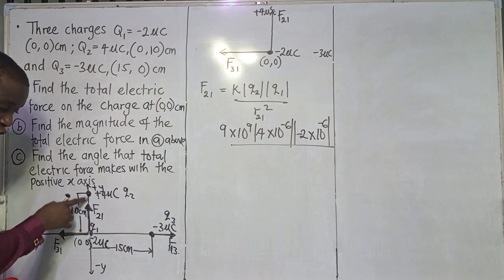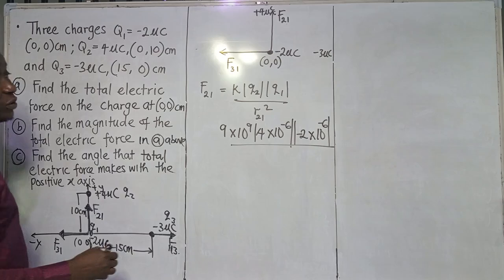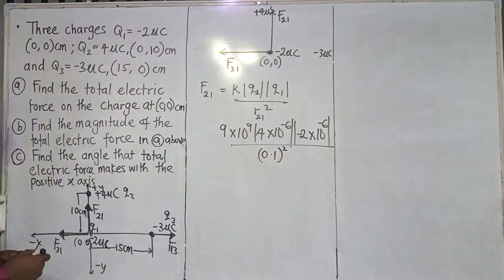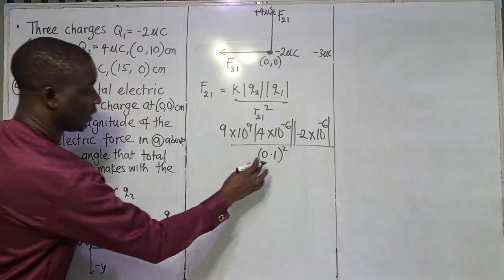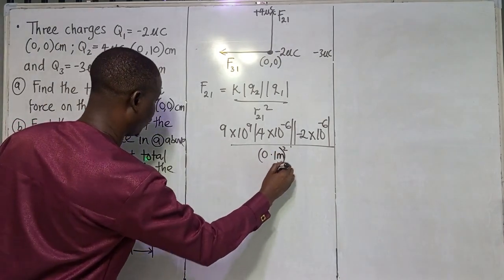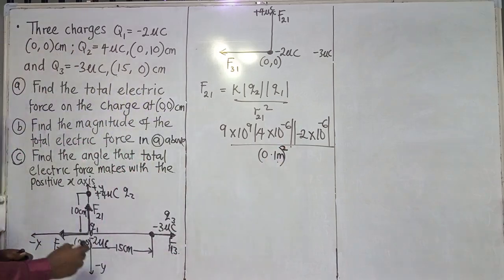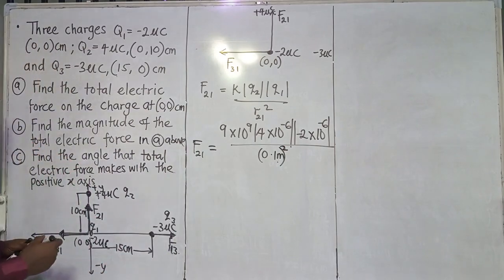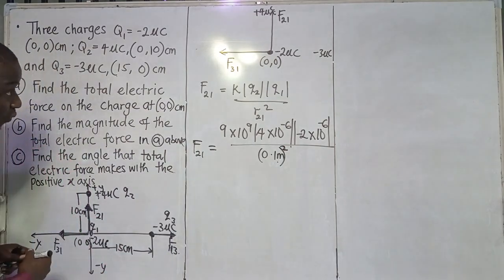The distance between Q2 and Q1 is 10, which is 0.1 squared, if you divide by 100 to convert to meter. So this one is in meter now. Don't forget. Now, that will give us F21. Don't forget that you must take absolute of whatever you are doing.